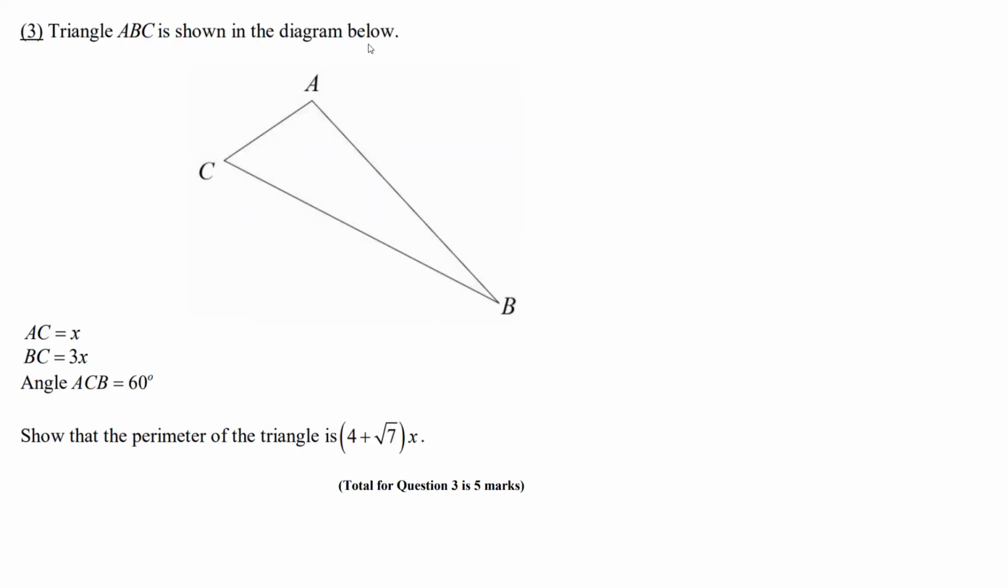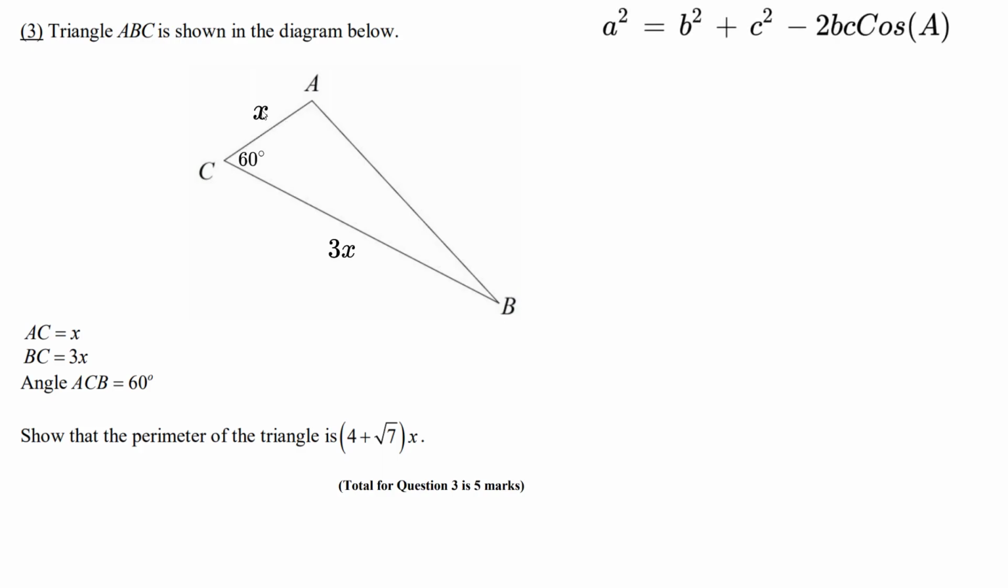Triangle ABC is shown in the diagram below. AC equals x, so just label on what the question tells you, and then ACB is equal to 60 degrees. Show that the perimeter is this. Basically the question just wants you to find this side here, because you've already got these two. So if you've got the angle in between two lengths that you know, then it's cosine rule.